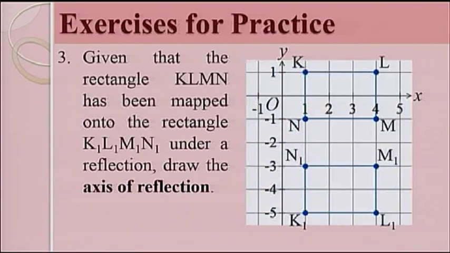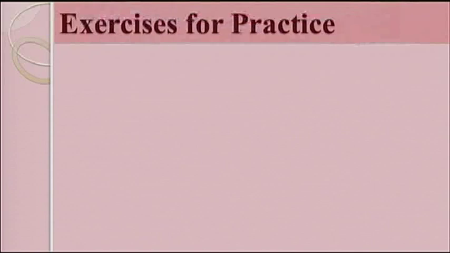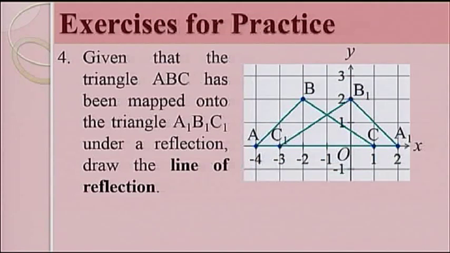We try another one. Given the rectangle KLMN, right? This rectangle has been mapped onto K1, L1, M1, and N1. Okay? So you're asked to find the axis of reflection. A fourth one, you've got a triangle ABC. This triangle has been mapped onto A1, B1, C1 under a reflection. You are asked to draw the line of reflection.